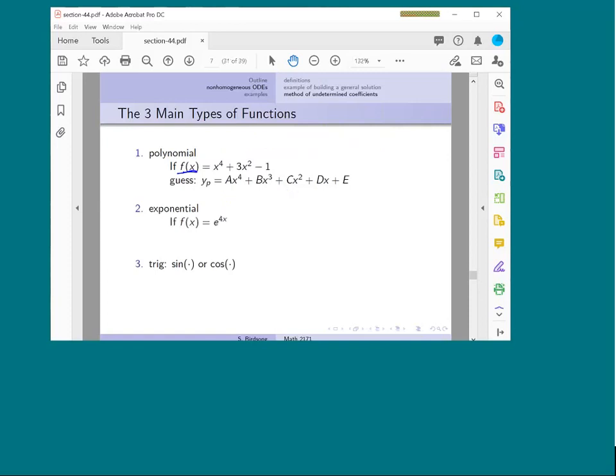Now, in terms of exponentials, the key thing to watch out for is if your non-homogeneous part, your f of x here, is e raised to something like x squared, we can't really handle it.